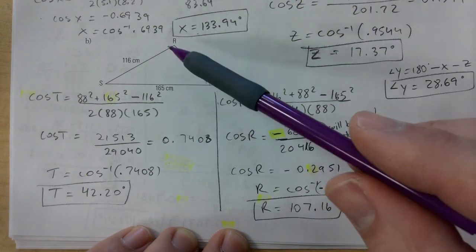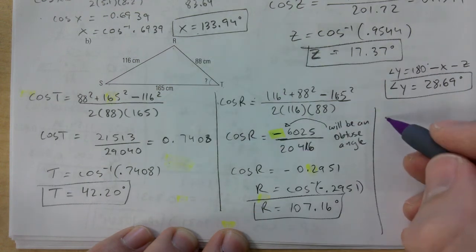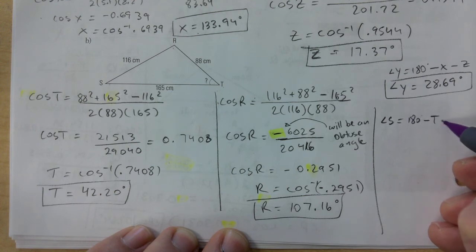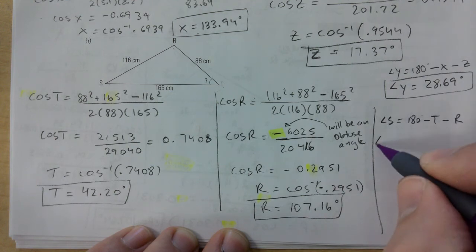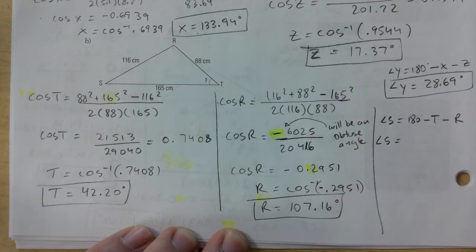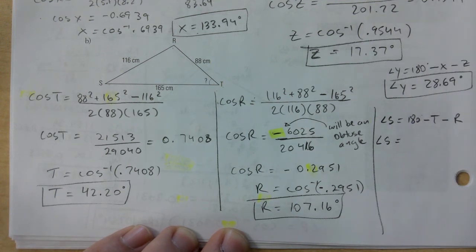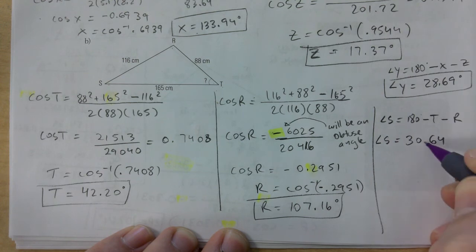Last but not least, we need S, right? Angle S is 180 minus T minus R. I don't have that on my key, so I'm going to go for 180. That's 30.64 degrees.